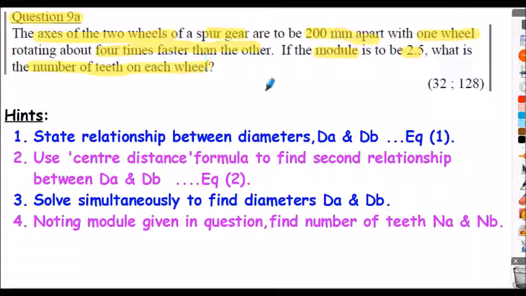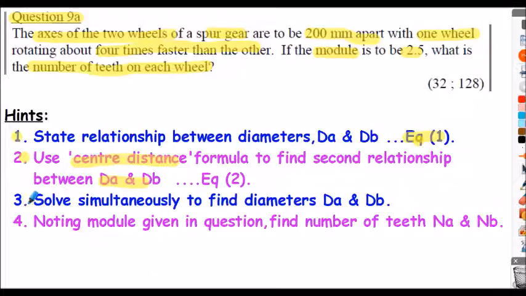So I'll give you some hints in the question, to try and take you through the process. The first thing you want to try and do is state the relationship between dA and dB. It's given in the question. You've got the gear ratio effectively given for you there. You can call that equation 1, in a similar way to how we did the previous question. And you've also got, in step 2, the centre distance formula that you can use. Again, you can find a relationship between dA and dB.